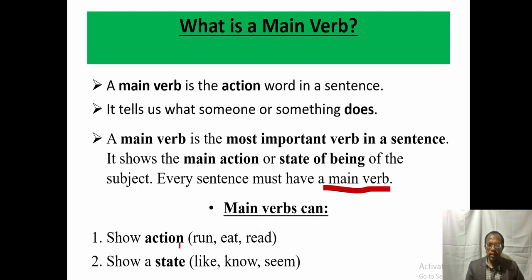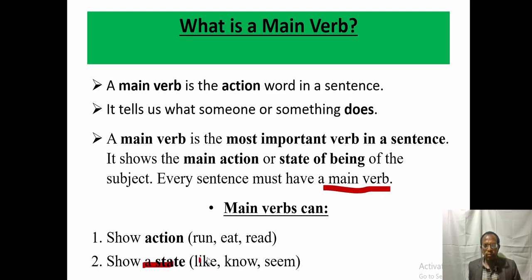For example, if you are running in a certain direction, run is a main verb that expresses an action. If you are eating food, eat is a main verb that can be used to express an action. If you are reading a book, read is a main verb that can be used to express an action. So a main verb can also express a state.